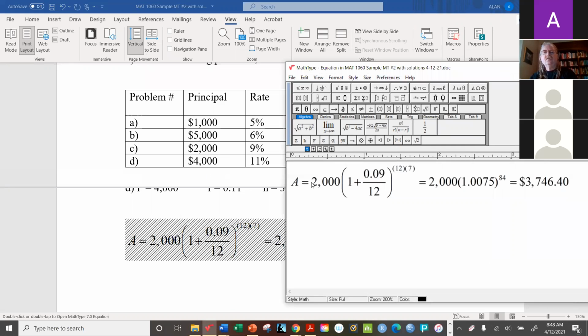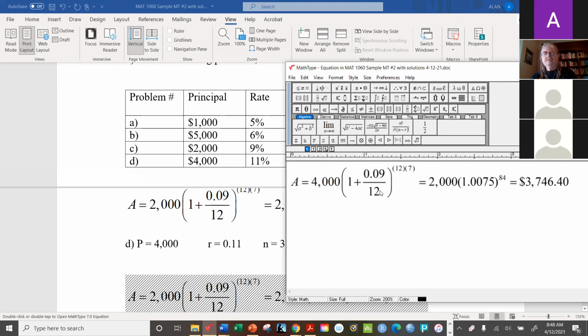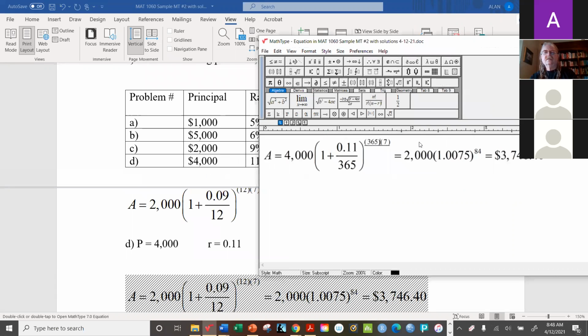So we have, in this case, $4,000. The rate is 11. The compounding frequency is 365. And then up here, N is 365 again. And this time, though, the time is 10 years.